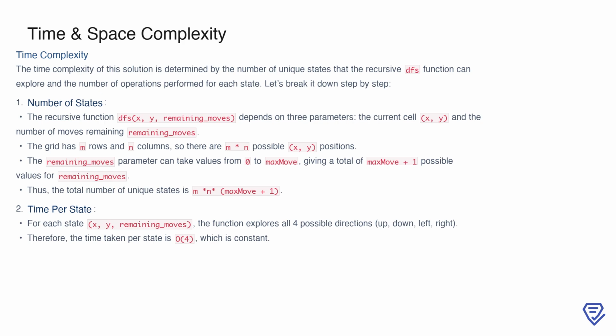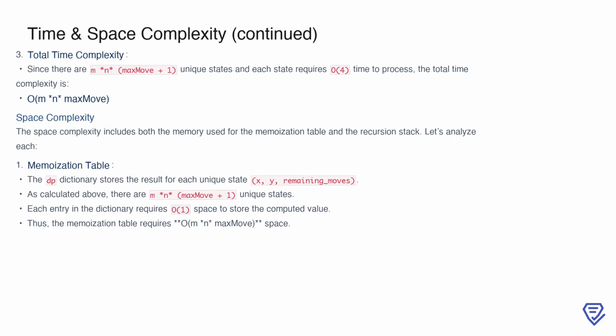Next, for each of these states, the function explores 4 possible directions: up, down, left, and right. Since this is a constant operation, the time taken per state is O(4), or simply constant time. Now, combining the number of unique states and the time per state, we can calculate the total time complexity. With m * n * (max move plus 1) states and each state requiring constant time, the total time complexity becomes m * n * max move.